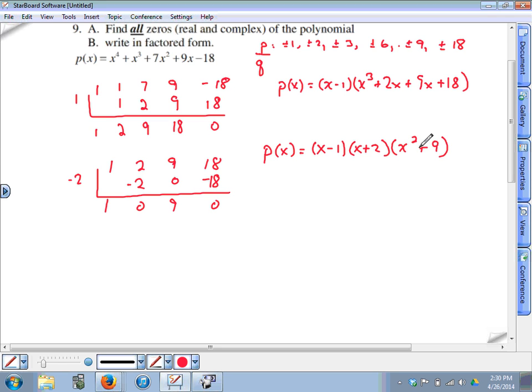We can simply solve the quadratic here for its zeros. Now that can be done in one of three ways: the quadratic formula, by factoring, or by using square roots. x squared plus 9, if we set that equal to 0, we can actually solve this by taking square roots on both sides.